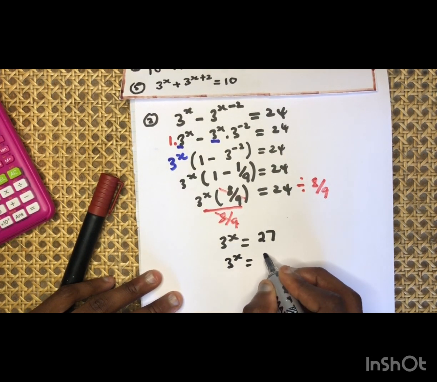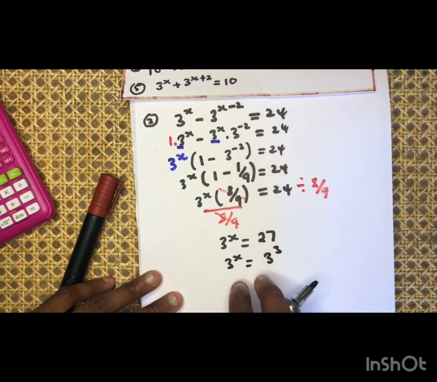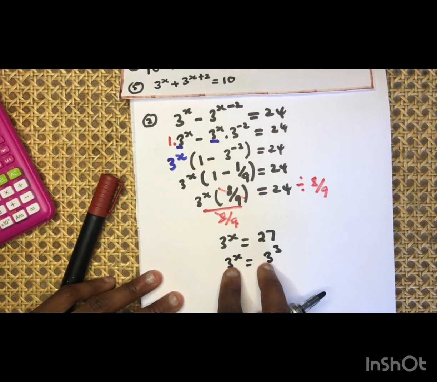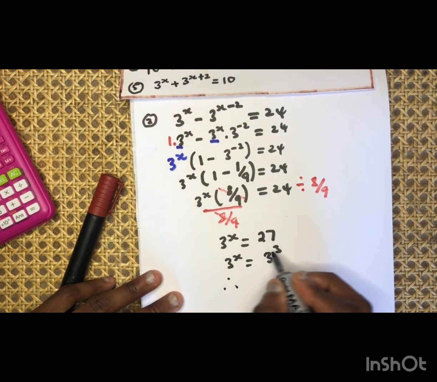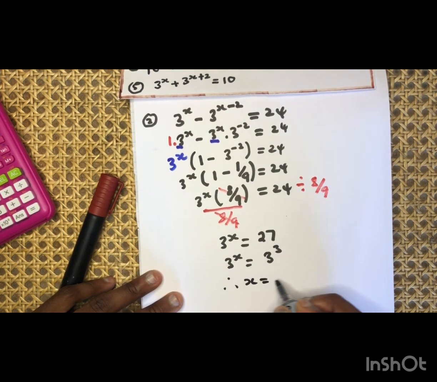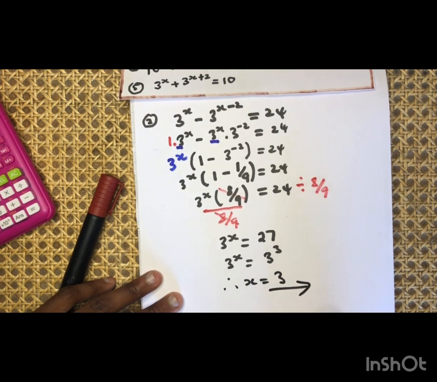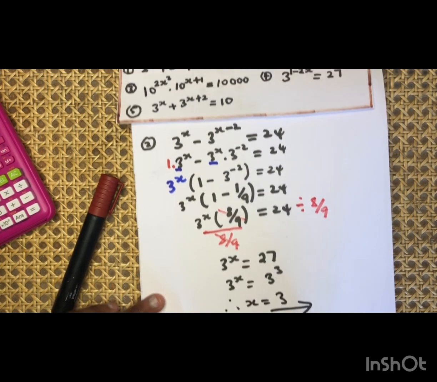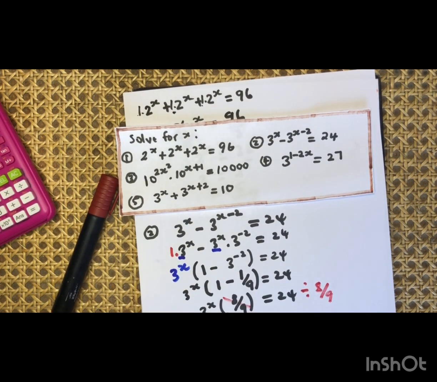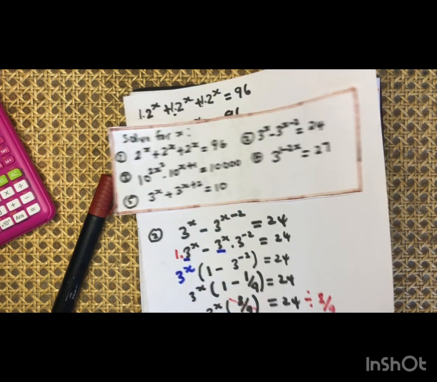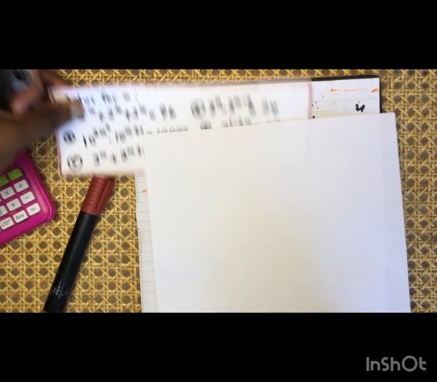So if we change this one, it's going to be 3 to the power 3. Now can you see that your x is what? Is 3. So now the bases are the same. Now we can conclude and equate the exponents that x is equal to what? To 3. So that's your solution for number 2. Hope you understand.